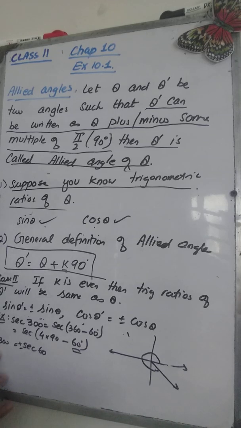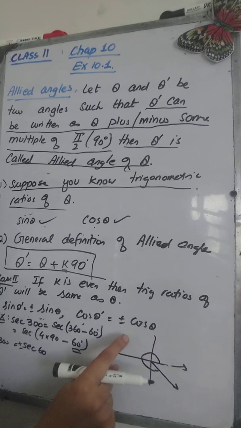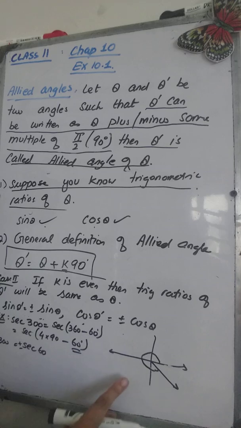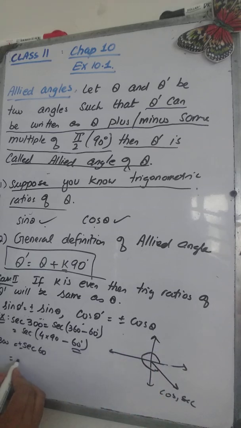Now in the fourth quadrant, is secant positive or negative? We know that in the first quadrant all trigonometric ratios are positive. In the second, only sine and cosecant are positive. In the third, only tangent and cotangent are positive. Here, cos and secant are positive. So secant of 300 will be positive because 300 lies in the fourth quadrant, and in the fourth quadrant, cos and secant are always positive. So this will be equal to plus secant 60.